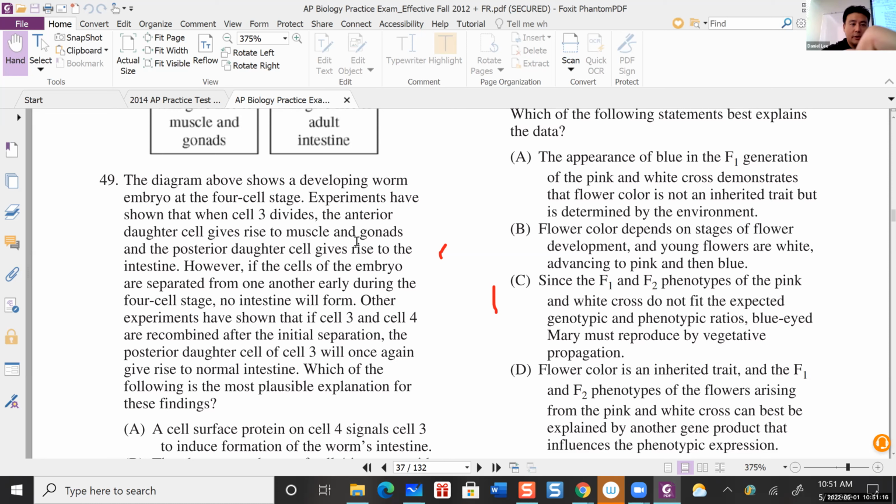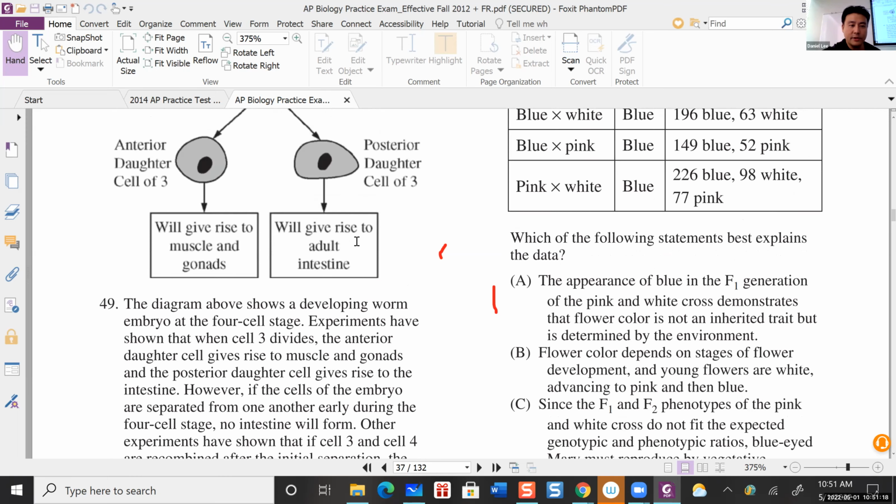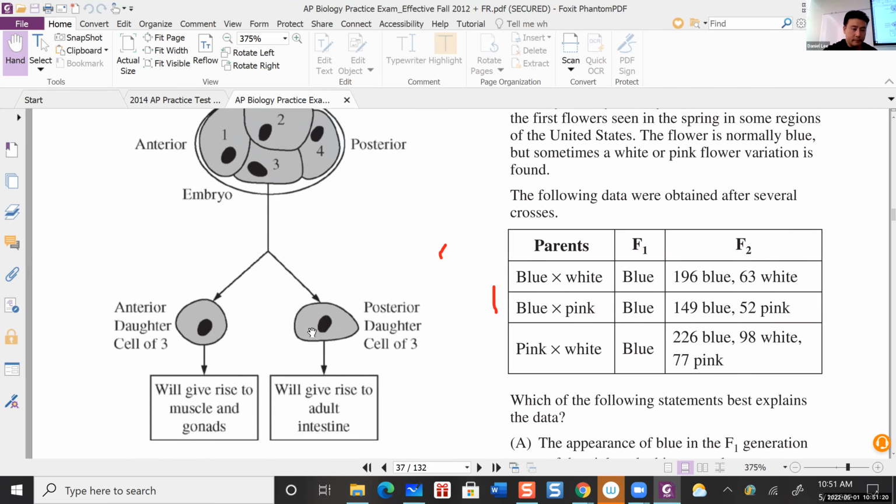Okay. So if I come back to the diagram, so they're saying cell 3, here. So the daughter cell of cell 3 becomes muscle and gonad. Gonad is the testes and ovary, right? And then the other one must be the posterior daughter cells of cell 3. Okay, they gave rise to intestine. Well, that's weird. The anterior daughter cell becomes different tissues. Okay, kind of weird, okay?